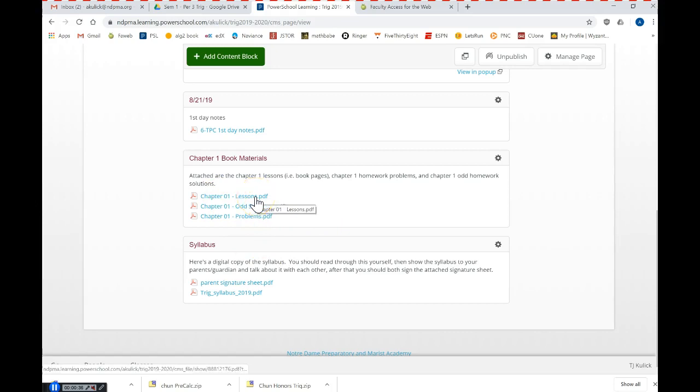So the lessons are like the book pages. The problems are the homeworks that we're going to be doing. And the odd solutions are obviously the odd solutions to the homeworks. So the stuff I'm going to be talking about is going to come from sections 1 and 2 from the lessons handout today. And the homework you'll work on are the problems from the problem sheet. Everybody okay with that plan? Okay.